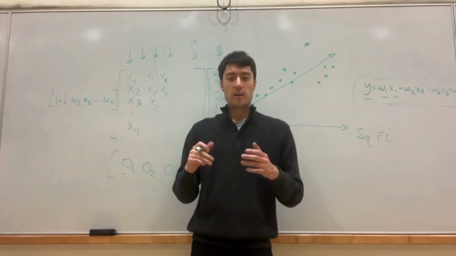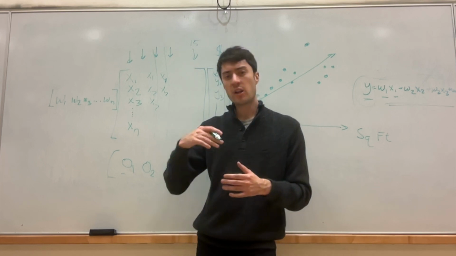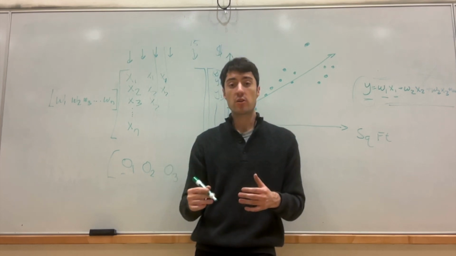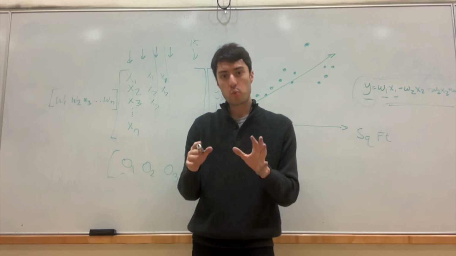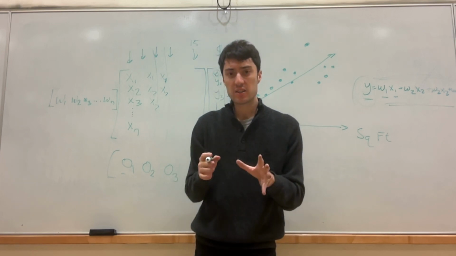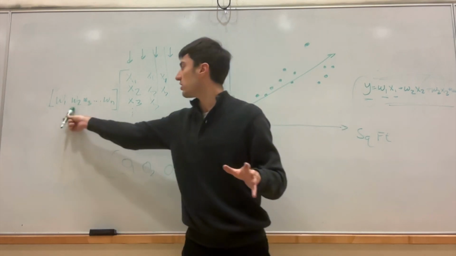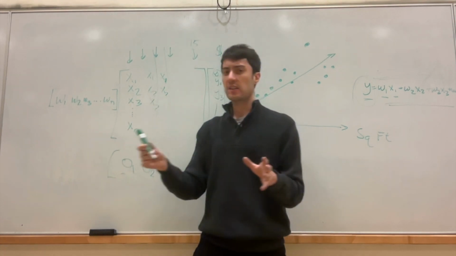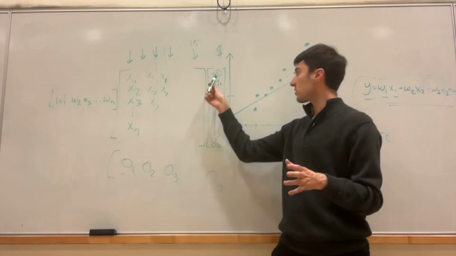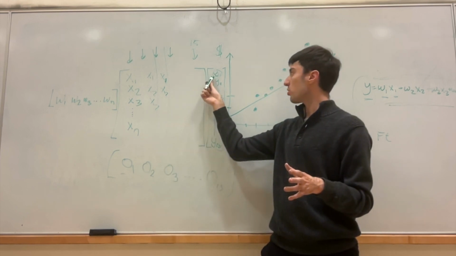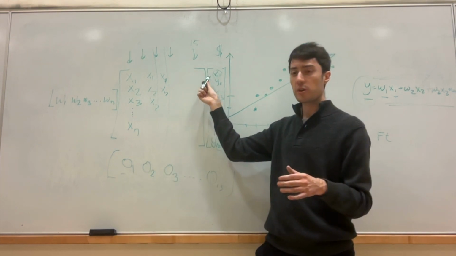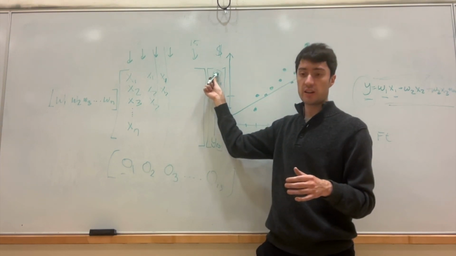Does that make sense? In the next video, we're going to formalize what error actually is. And then once we have an idea of what error is, we can try to change these weight parameters such that our model predicts much closer to the actual value which is given in our training data.